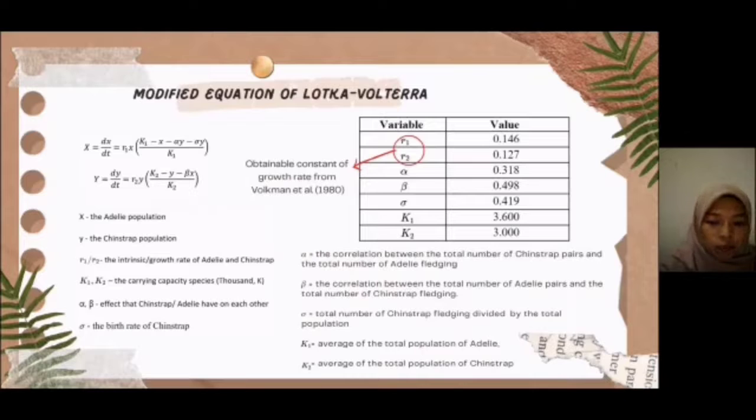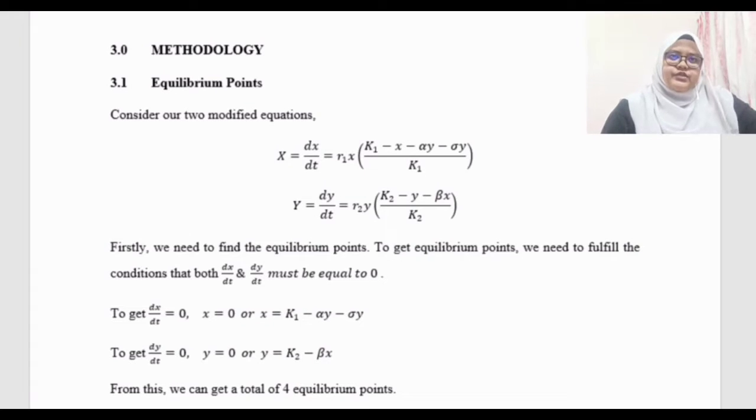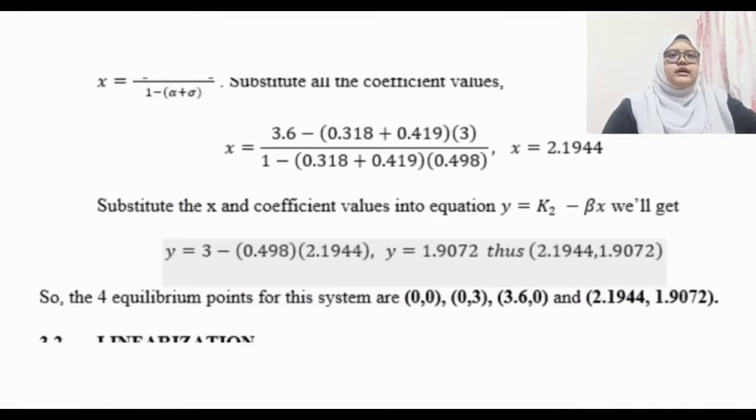Next, we obtain the coefficient values of R1 and R2, the growth rates of the two species, from the article written by Workman et al. And for the other coefficients, we got them from our data. After that, we start to analyze the stable states of the system. Next, moving on to the methodology. Firstly, we need to find the equilibrium points. For this system, we get a total of 4 equilibrium points, which are (0, 0), (0, 3), (3.60, 0), and (2.1944, 1.9072).